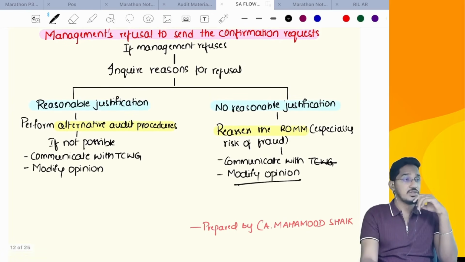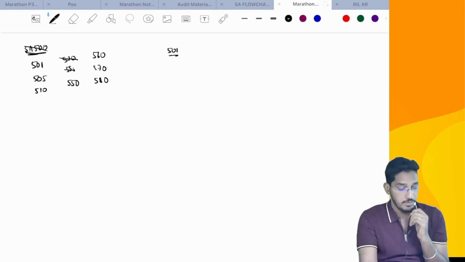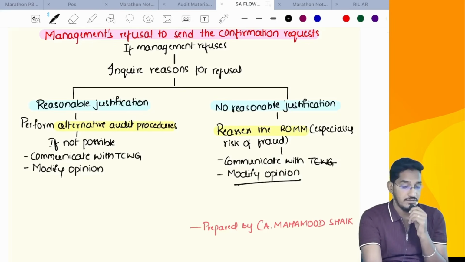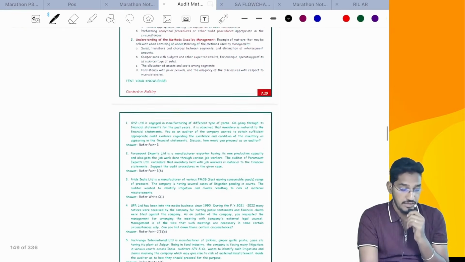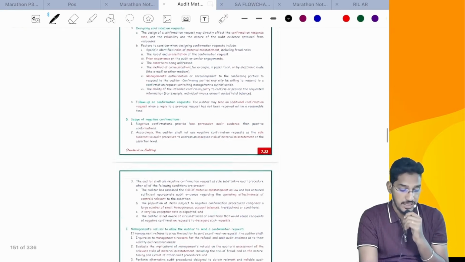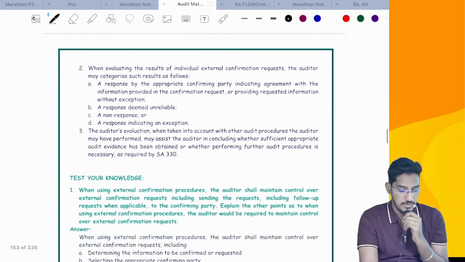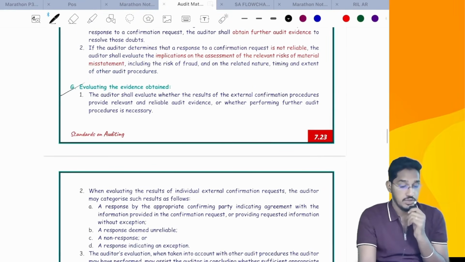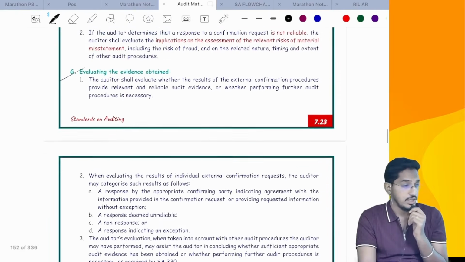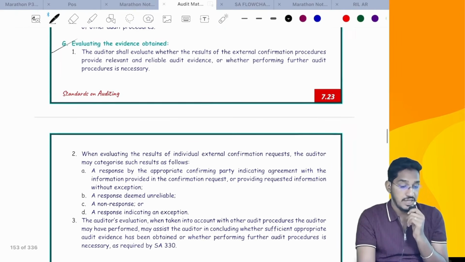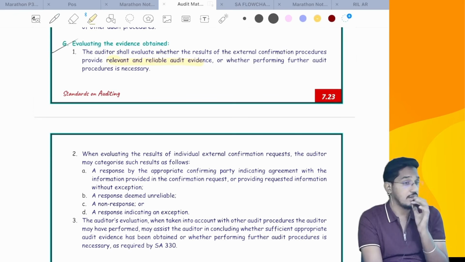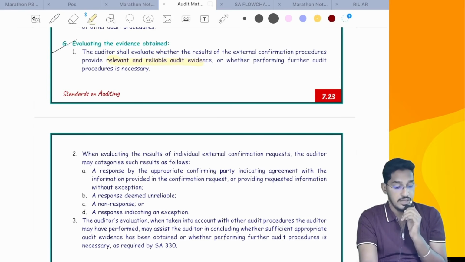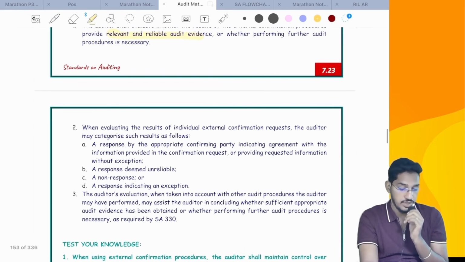And whatever evidence you are getting from external confirmation, you are required to evaluate it. So that one last paragraph will be there. Whatever evidence you are getting, you need to evaluate. The auditor should evaluate whether the results of the external confirmation procedures provide relevant and reliable audit evidence. Whatever responses you have got from the third parties, are they reliable or not? You need to check it.